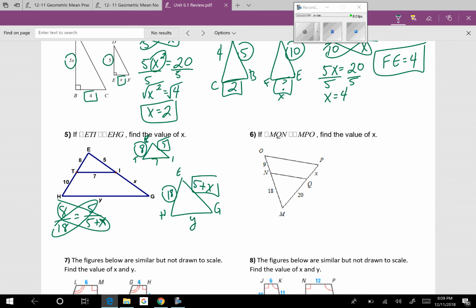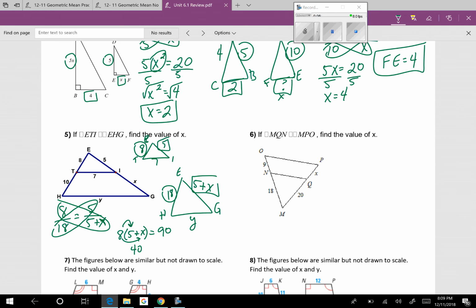So we've got 8 times 5 plus x is equal to 18 times 5. And if you do 18 times 5, you get 90. So it's equal to 90. Now, is 90 divisible by 8? No, so we'll just multiply in here.